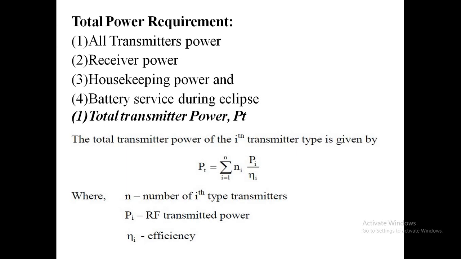The total power requirement comprises the total transmitter power, receiver power, housekeeping power, and battery service power during eclipse. Total transmitter power is given as PT equals the summation of Ni Pi by eta i, where i ranges from 1 to n, n is the number of ith type transmitters, Pi is the RF transmitted power, and eta i is the efficiency.